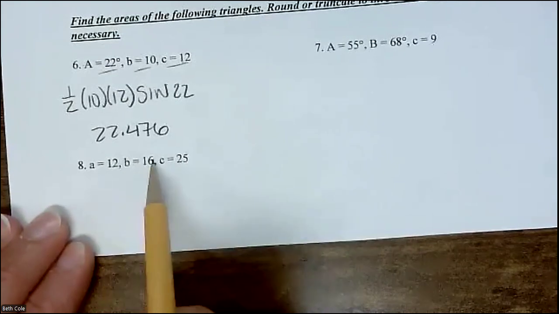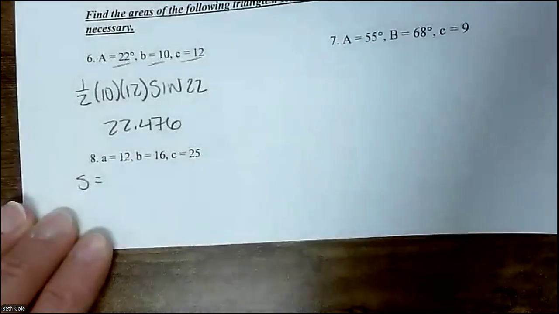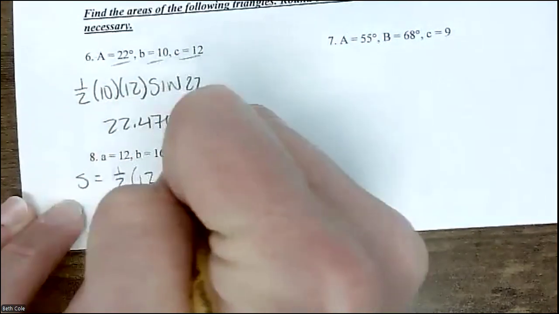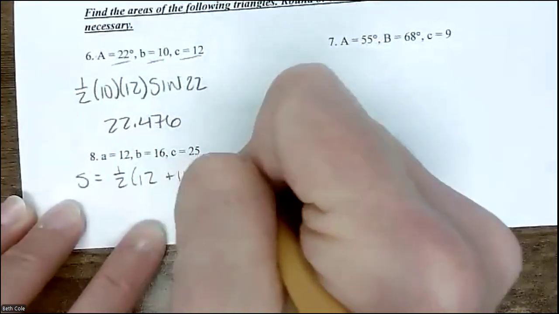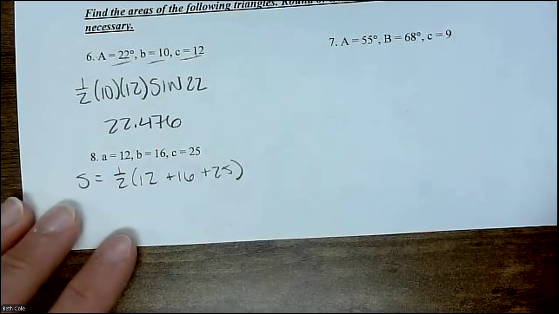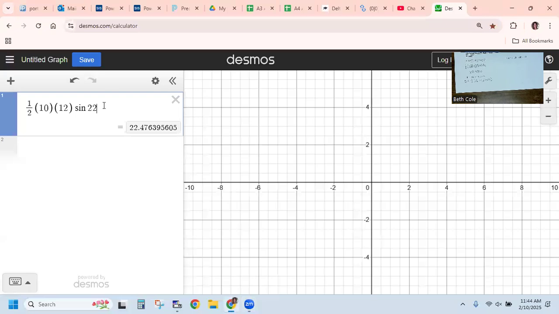All right, and then we'll do 8. Do you see how this is all 3 sides? You don't have any angles? You're going to do this Heron's formula. The first thing you're going to do is get that S value. It's 1/2 of just adding them all up. You add them all together and do half of it. What is that, 53 divided by 2? Use your calculator. You're allowed a calculator for like the first time. Is it 53? And then half of that, 26.5.